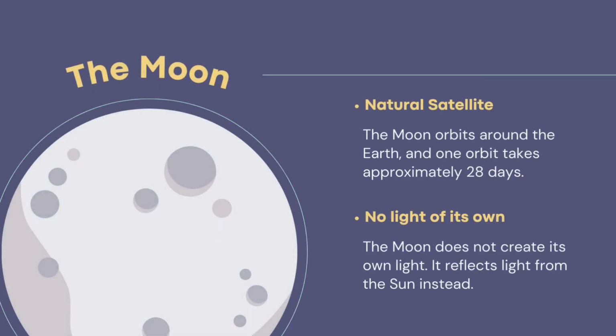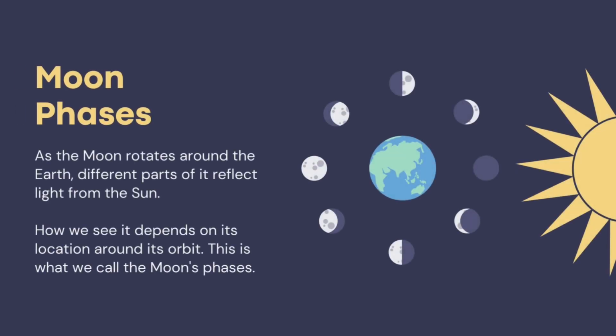So actually the moon is a natural satellite of the earth, and the moon orbits around the earth, and one orbit takes approximately 28 days. And the moon does not create its own light, but it reflects light from the sun instead. As the moon rotates around the earth, different parts of it reflect light from the sun. How we see it depends on its location around its orbit, and this is what we call the moon's phases.